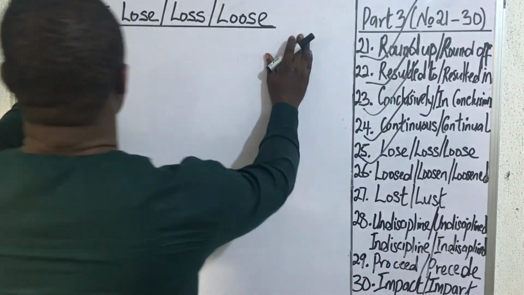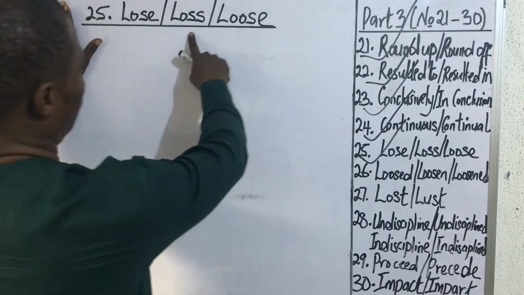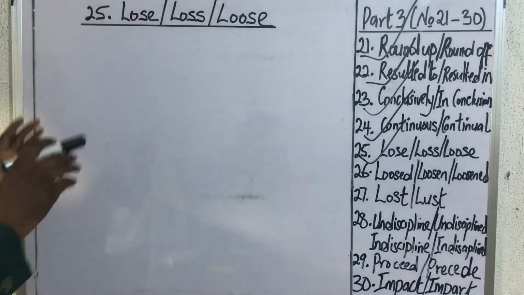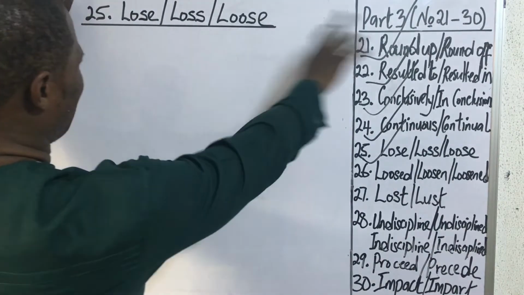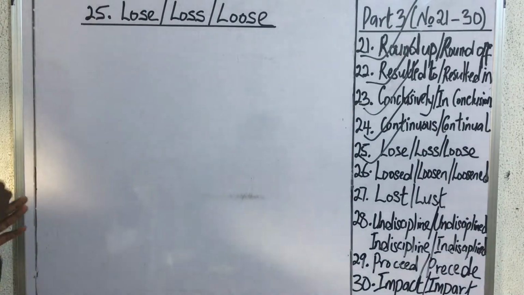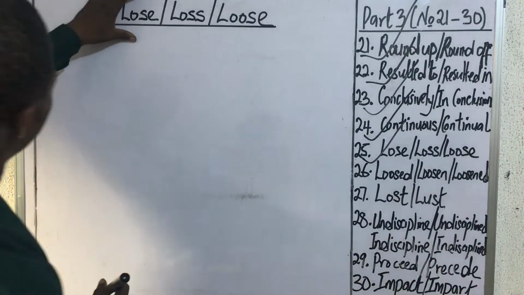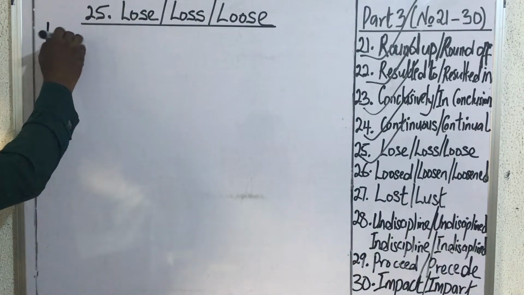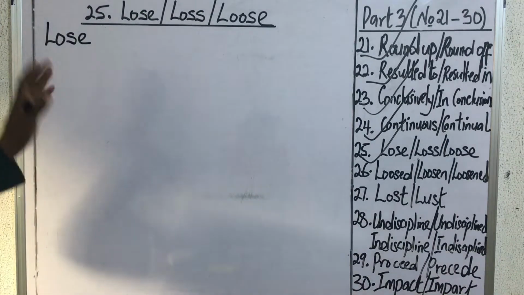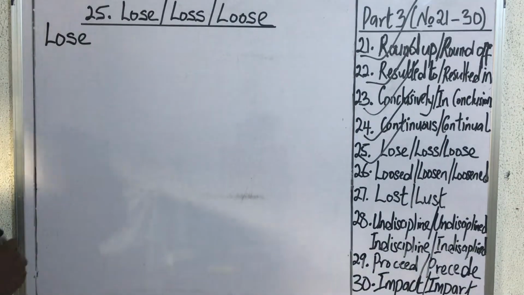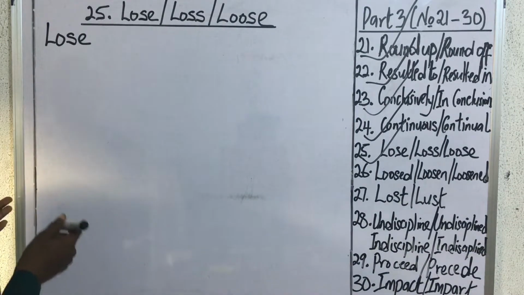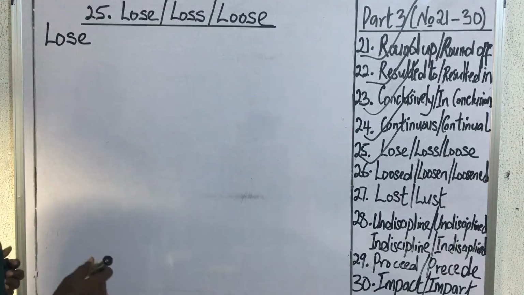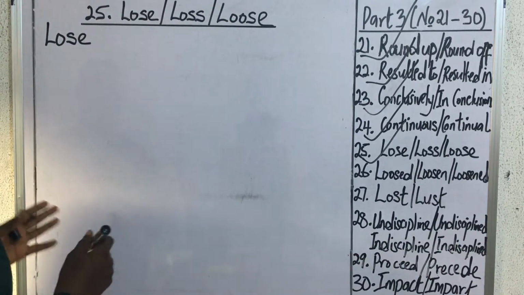Item number 25. Lose, loss, lose. These words belong to different parts of speech, and we are going to analyze them accordingly. Let's pick on the first one, which is what? Lose. Pronunciation is going to be very important to us here because people normally pronounce this word wrongly, and at the end of the day, get to use them wrongly.